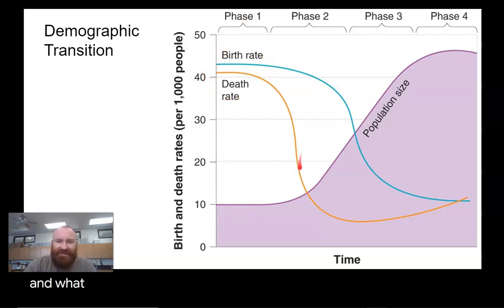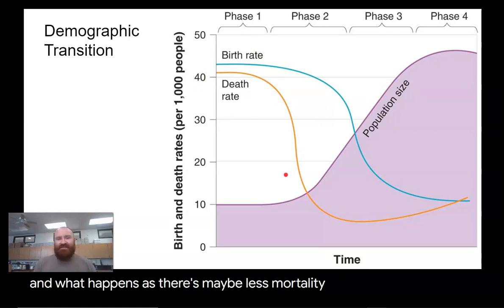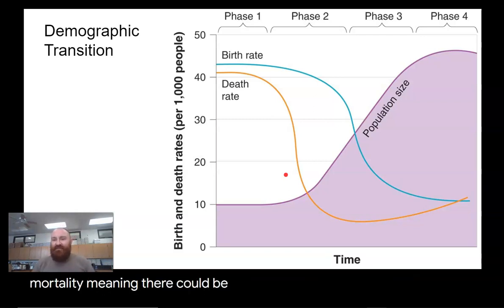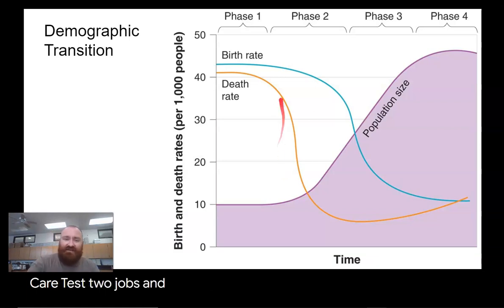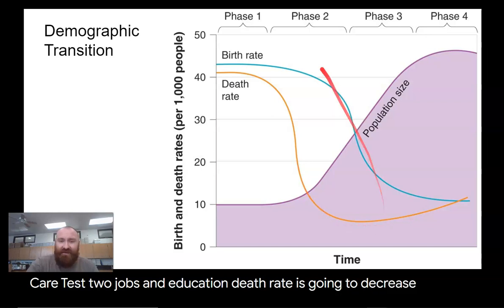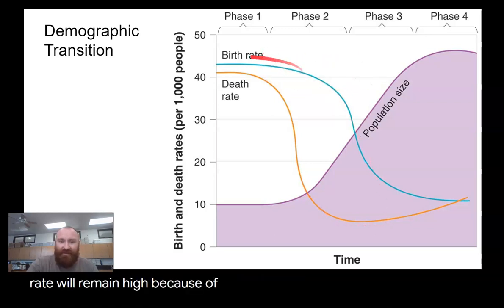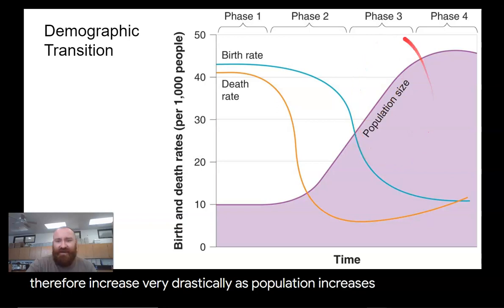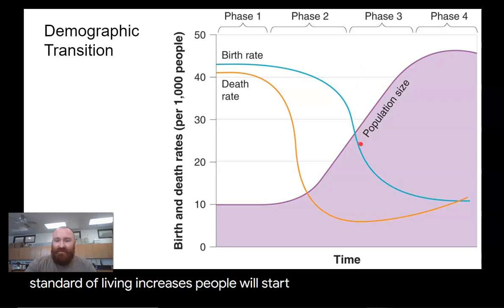And what happens as there's less mortality, especially infant mortality, meaning there could be development such as improved healthcare, improved economics, access to jobs and education, death rate is going to decrease. And birth rate will remain high because of that momentum, and population will therefore increase very drastically. As population increases and the standard of living increases, people will start to have fewer children, and that fertility rate will drop.